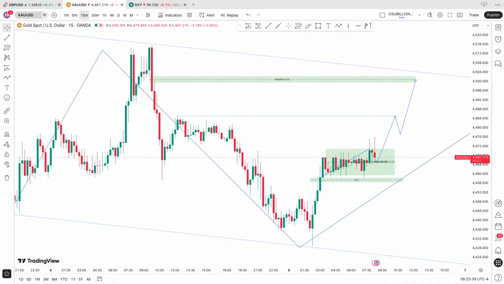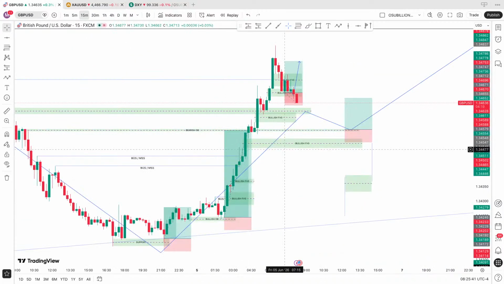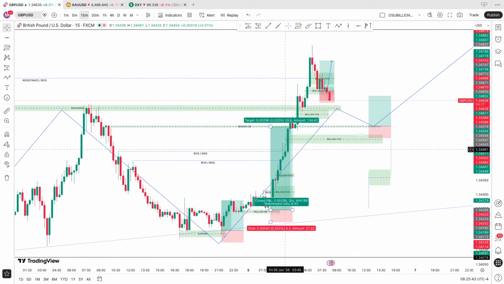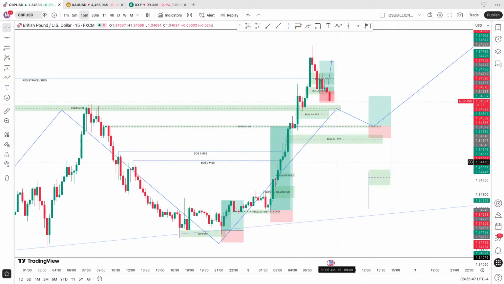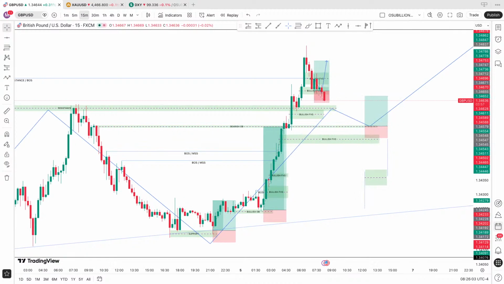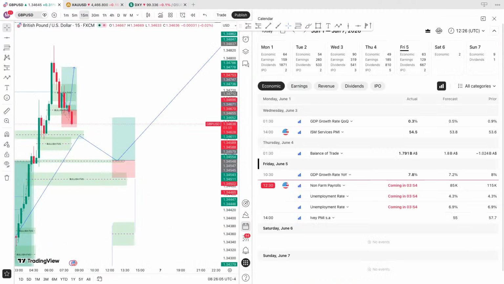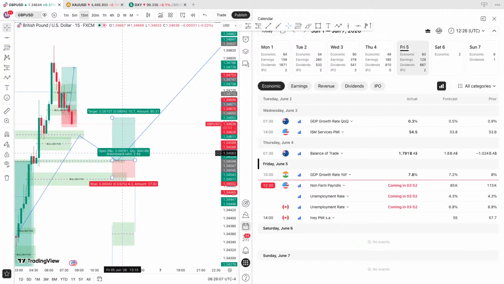But if you're already in GBP or you already have a trade running, you can let it still run, or you can take partial profit if you are not so confident about the news that is going to hit the market. All right. I wish everyone the very best, but this is our setup for the NFP.